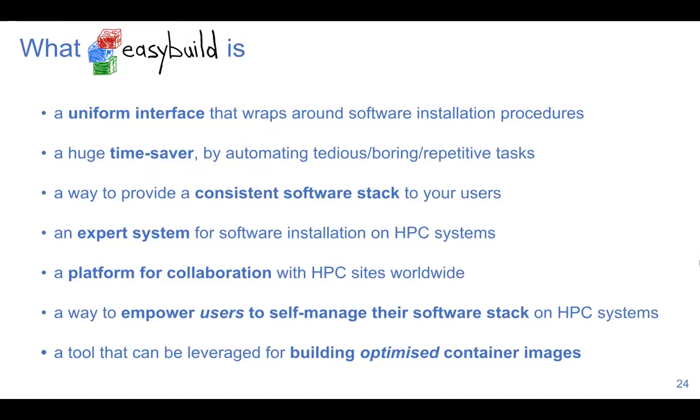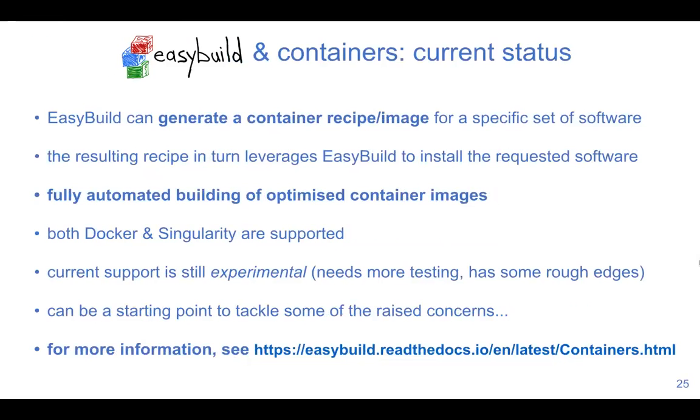And it can be used to build container images as well. So for the people who want more information about the current support we have in EasyBuild for container images, can take a look at the link on the slide here at the bottom. So basically what EasyBuild can do, it can generate a container recipe, either for Singularity or Docker, and it can then leverage Singularity, for example, to actually build the container image as well. So it runs a sudo singularity build command for you. So you get an image in the end.